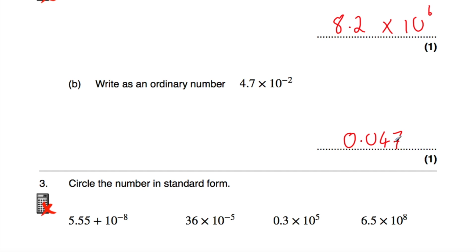And let's just check that. If we had the 4 in the units or ones column, if we moved it 2 columns to the right, it would move into the hundredths column. And the 7, if it was in the tenths column, if we move it 2 columns to the right, it would move into the thousandths.